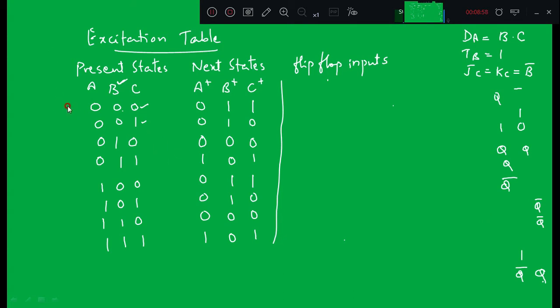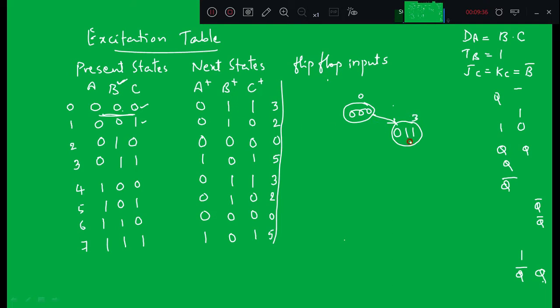So let me represent these binary values in the form of decimal: 0 1 2 3 4 5 6 7. And what is this? This is 3, this is 2, 0, 5, 3, this is 2, this is 0, and this is 5, right? So let me start with the present state, the first present state, which is 0 0 0, right? This is 0th state. After 0th state, what will be the next state? It is 0 1 1, right? Which is equal to 3, right?